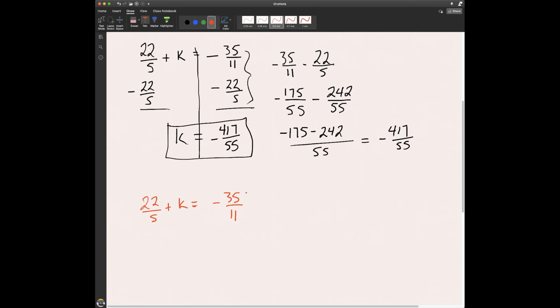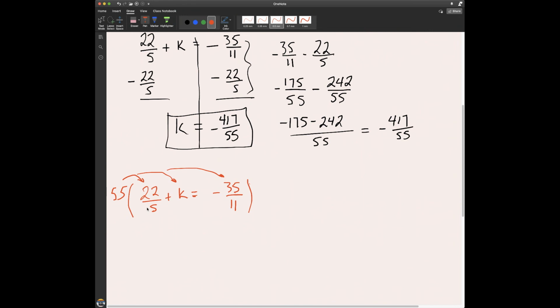And what I can do is multiply both sides of this equation by the same thing. What am I going to multiply by? I am going to multiply by 55. Actually, let me write it over here. I'm going to multiply everything by 55. And we know that when we have parentheses and have something outside multiplying it, I need to use the distributive property.